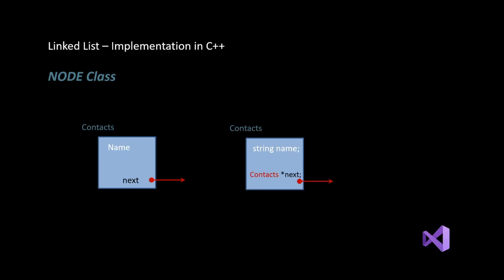So this is another example of how it's going to look in the program. It'll be from the class contacts, and it will have a string name and then the contacts pointer next. It makes sense that we call our pointer next because we are pointing to the next node in the actual list. So why don't we go over to Visual Studio and start building this out.